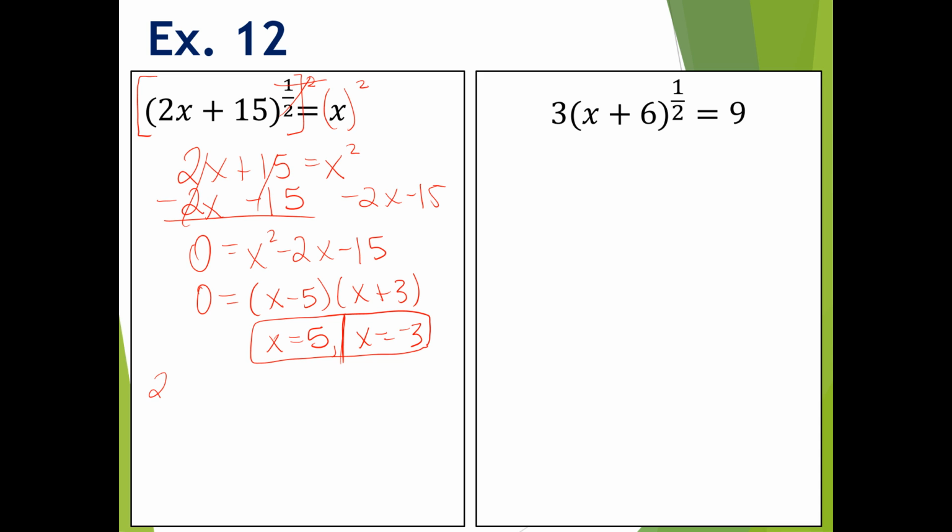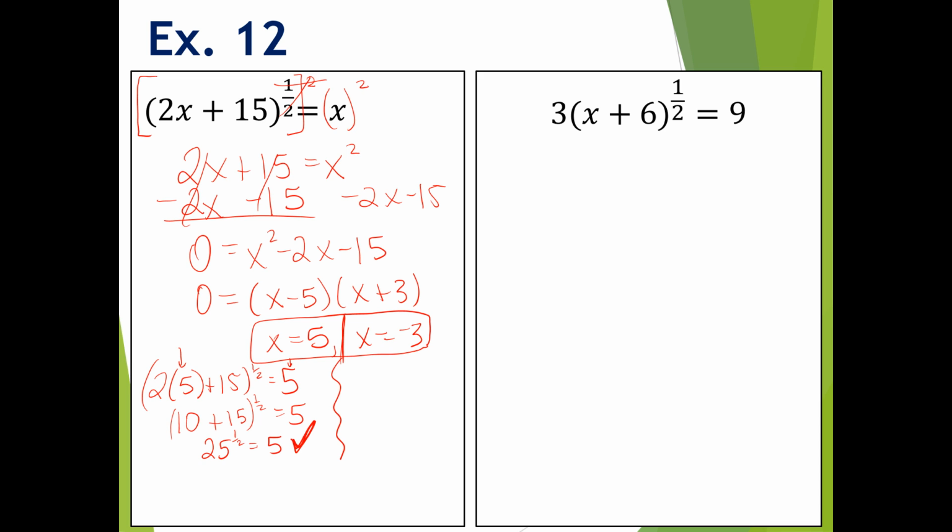So first, let's plug in 5. So (2 times 5 plus 15) to the 1/2 power equals 5. So we're putting 5 in for both of our x's. So we get (10 plus 15) to the 1/2 power. Does that equal 5? So let's see, 10 plus 15 is 25 to the 1/2 equals 5. Remember, the 1/2 power means the square root. So does the square root of 25 equal 5? Yes. Great.